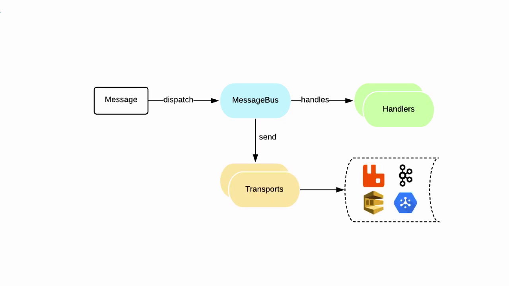These transports, as I mentioned, are responsible for talking to any third-party or infrastructure-related thing. And then we're going to have our lovely worker that receives some messages from the transport and dispatches them to the message bus. That's it.